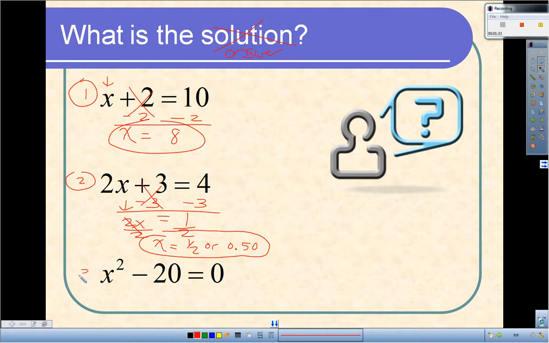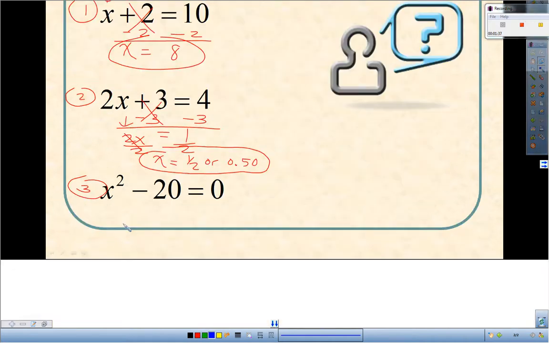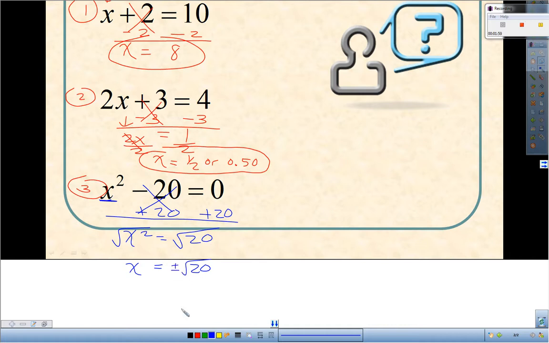Alright, and then let's take a look at number 3. I'm going to arrow down. It says x squared minus 20 is equal to 0. To solve this for x, I'm going to add 20 to both sides. That gives me x squared is equal to 20. To get rid of a square, you have to take the square root. So I get x is equal to the square root of 20. And in reality, I should put plus or minus, because whenever you take the square root of a real number, it could be plus or minus.